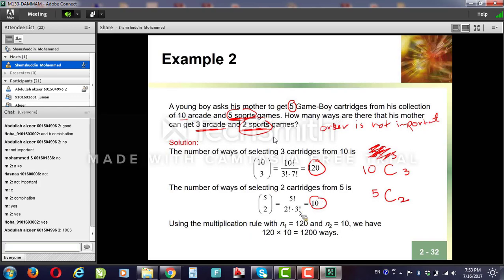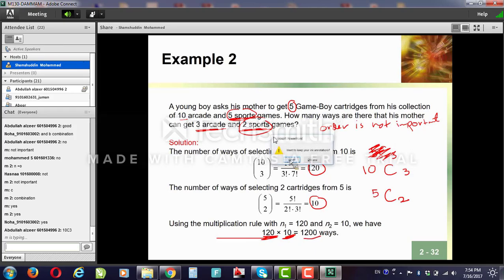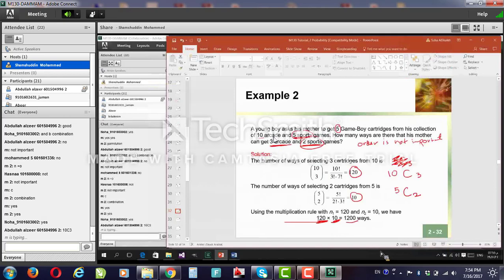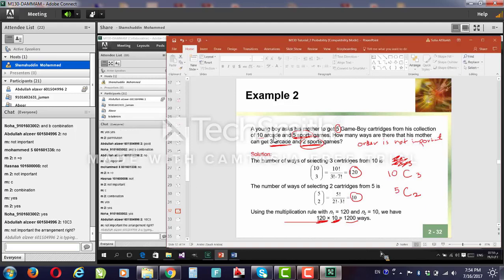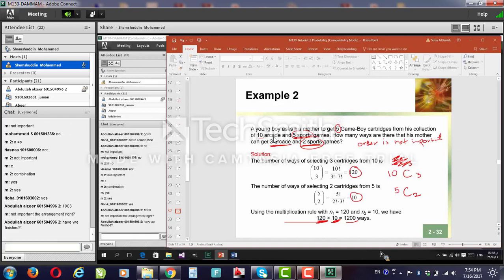Now it is a successive process here, so one thing happens after the other. So we use the multiplication rule, 120 times 10. The result is 1,200 ways. Of course the arrangement is not important. She's choosing games here, right? So the order is not important to me.